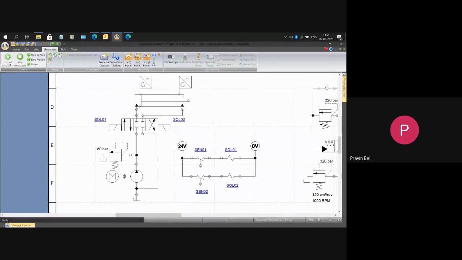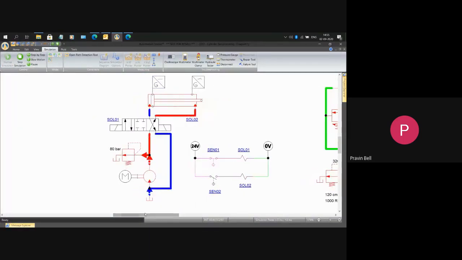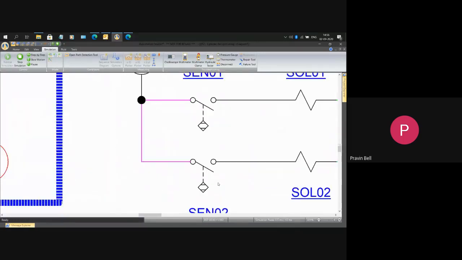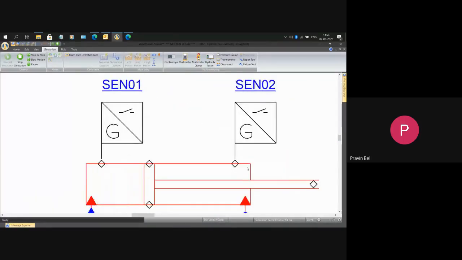If I simulate the circuit, you can see an electro-hydraulic reciprocating circuit here. We can see the sensor switches opening, closing. You can see the sensors triggering here.